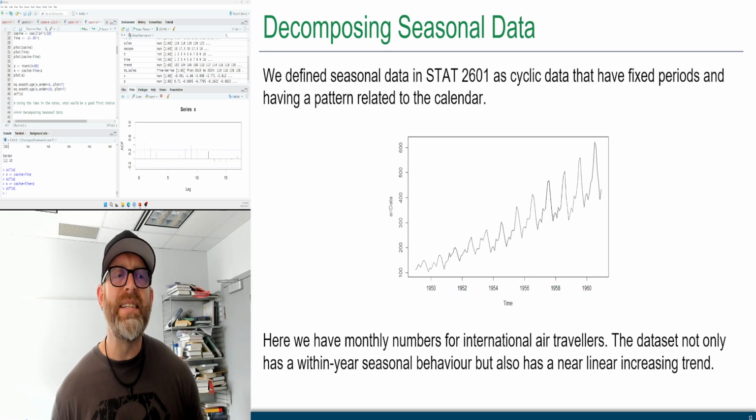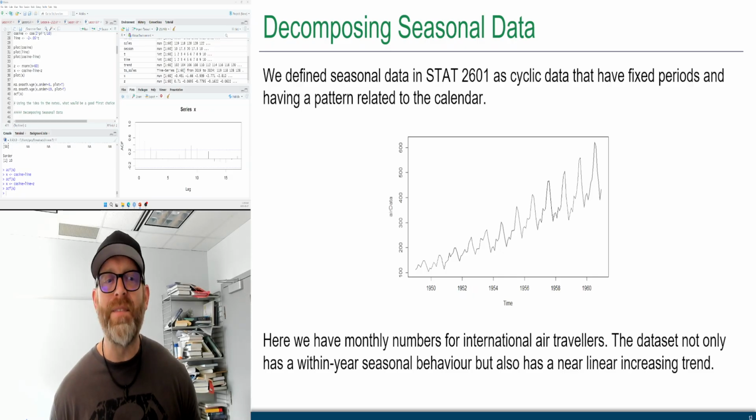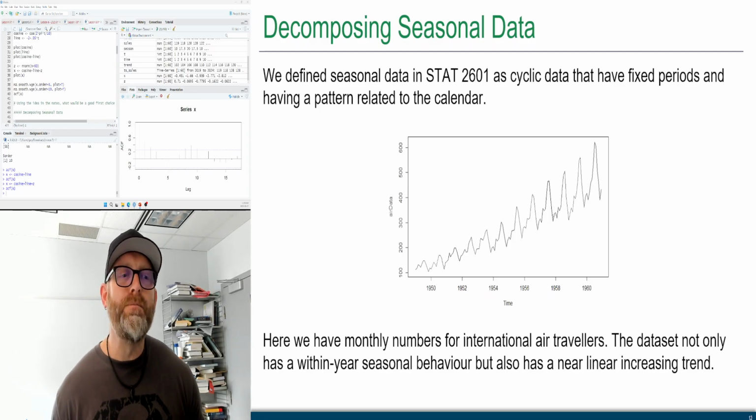So we define seasonal data in STAT 2601 as cyclic data that has fixed periods and has a pattern related to the calendar. So the same type of behavior happens month to month. In this example here, we have monthly numbers of international air travelers. The data set not only has within year seasonal behavior, but also has a near linear increasing trend.